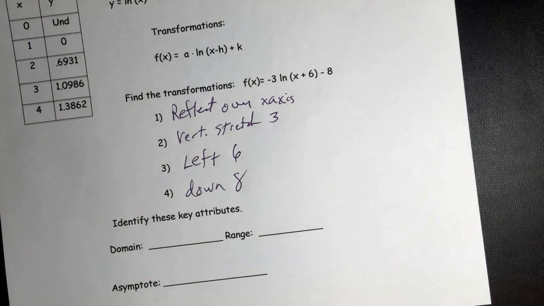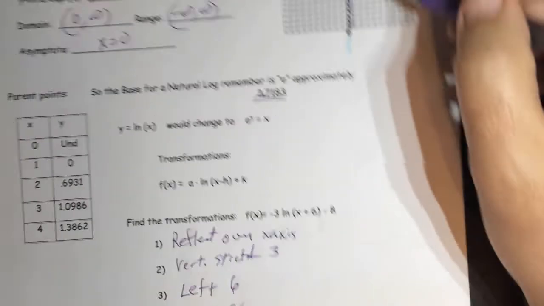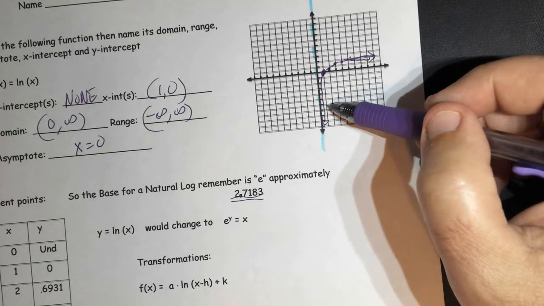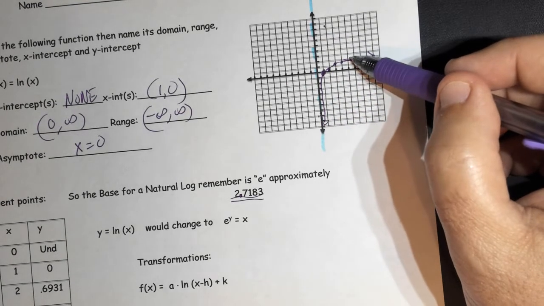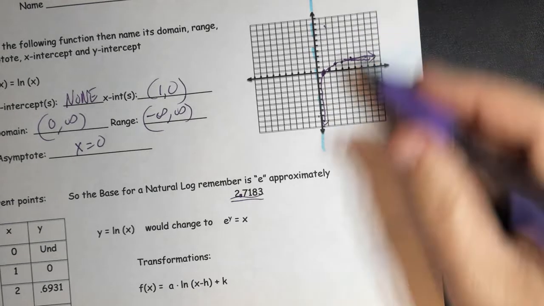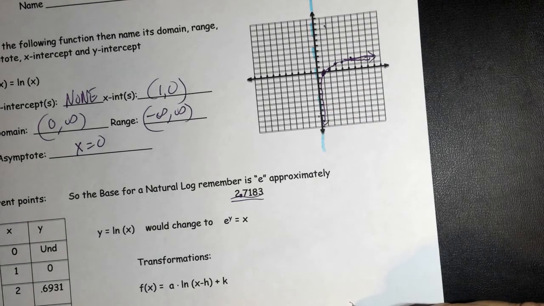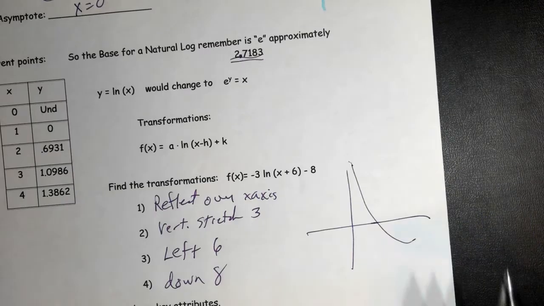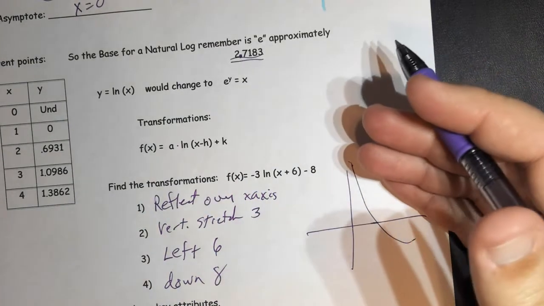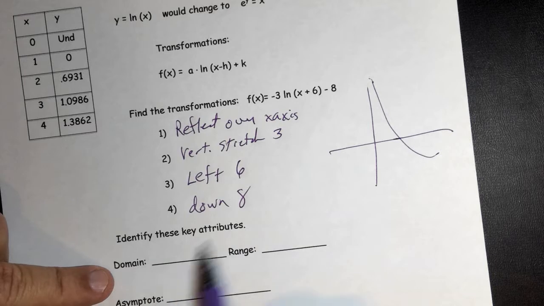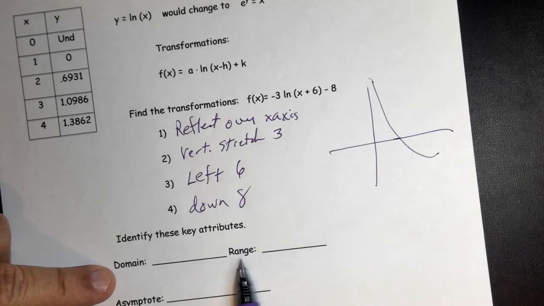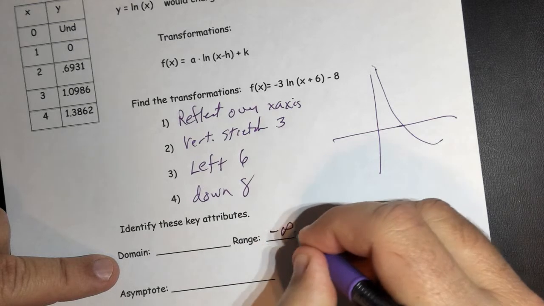Now if I don't graph it, how do I know my key attributes here? Well, let's talk about that. My domain, my range. If I reflect something like this over the x-axis, this piece is here and this piece is here, so it's still going to have something that looks like this. Now it's coming this way, but my stretch is just going to move it up and down. So if we look at my domain and my range, my range is always going to be all the numbers.